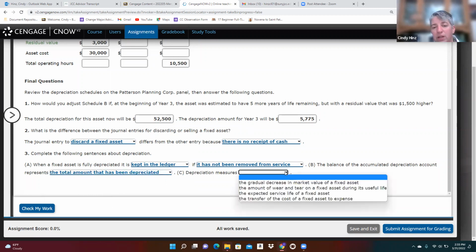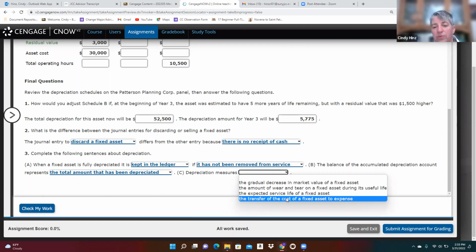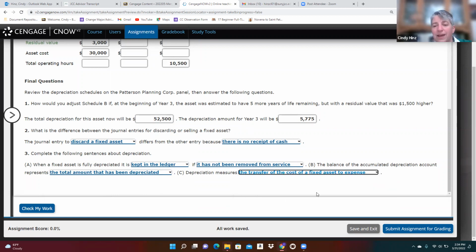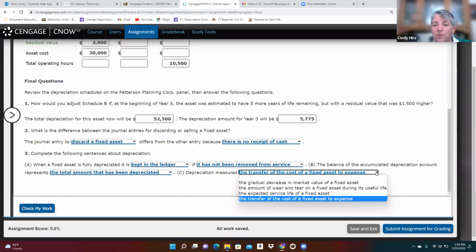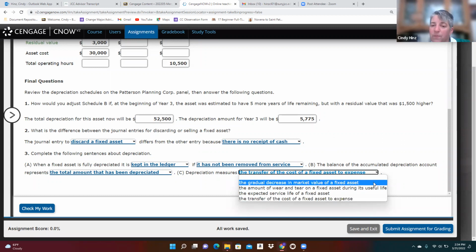Depreciation measures the transfer of cost of a fixed asset to expense. The other things that are choices here are not true. It is probably true that a fixed asset gradually loses market value over time, but that's not always true. Think about an antique car. An antique car is worth more now than it was originally. And so that doesn't mean that you wouldn't depreciate that. Doesn't necessarily reflect a decrease in market value.